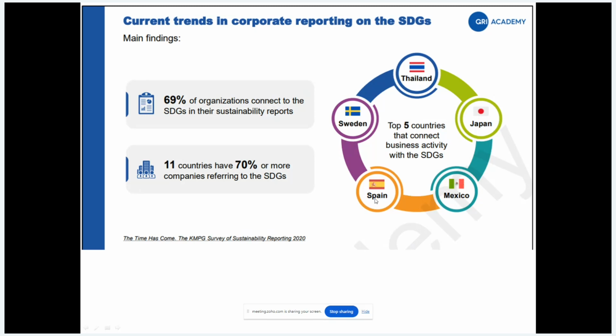Thailand, Japan, Spain, and Sweden. So these 5 countries are connecting their business activity with SDGs. In the findings, it has been seen that 69% of the organizations connect to the SDGs in their sustainability reports, and 11 countries have 70% or more companies referring to the SDGs.